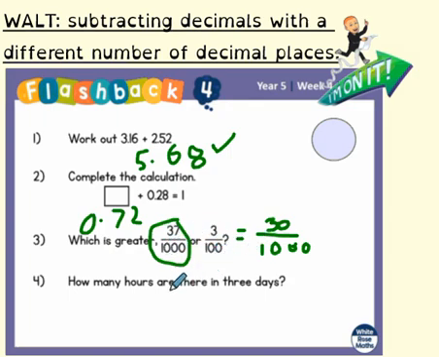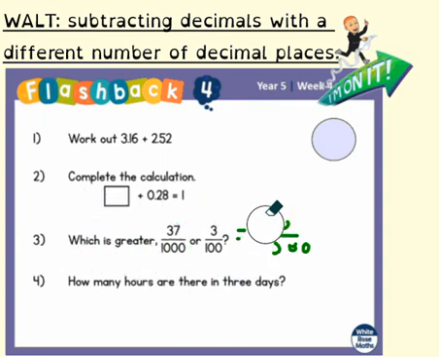Question 4, how many hours are there in 3 days? Well, 24 in 1, 48 in 2, and 72 in 3. 72 is the final answer. The shape there, of course, is a circle.